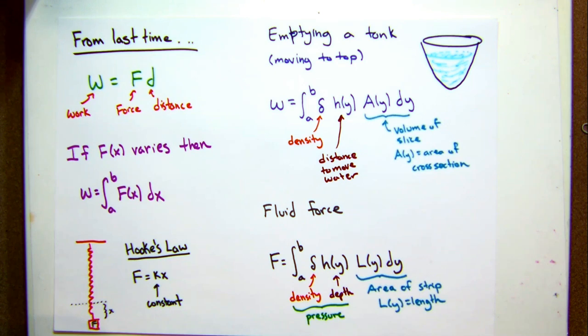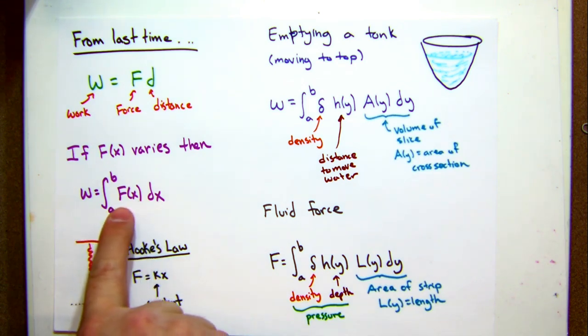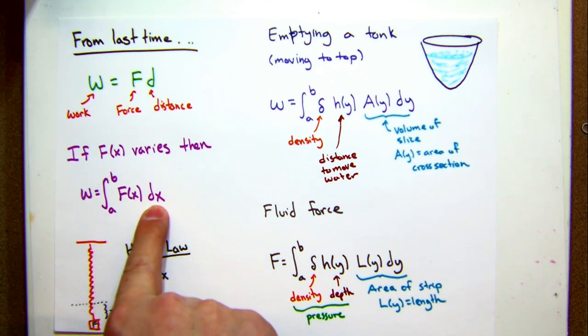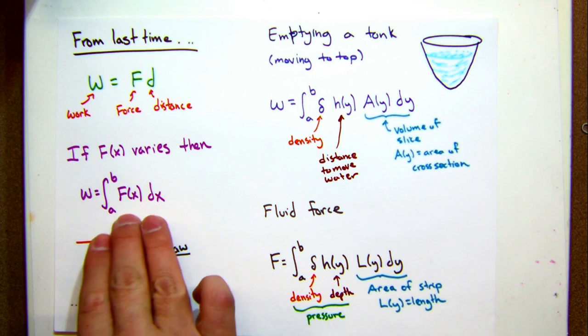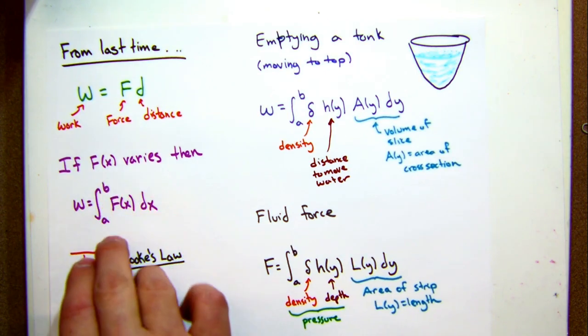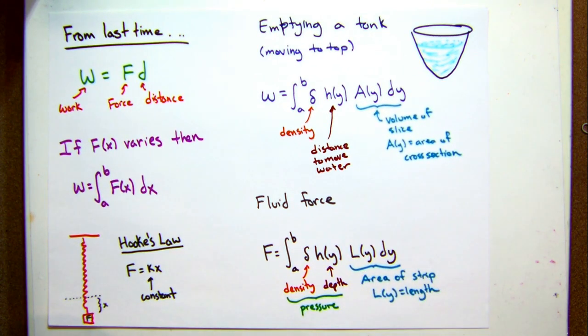Well, we do what we always do. Break things into little tiny pieces. And so we break our parts up. So when you see this f of x dx, you should think of, I'm doing my little bit of force over a little bit of distance. So this term here, f of x dx, is a little bit of the work. And then you add the work all together.